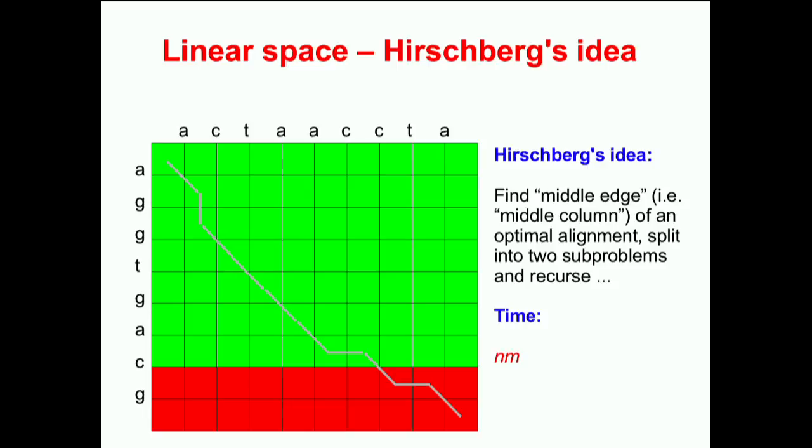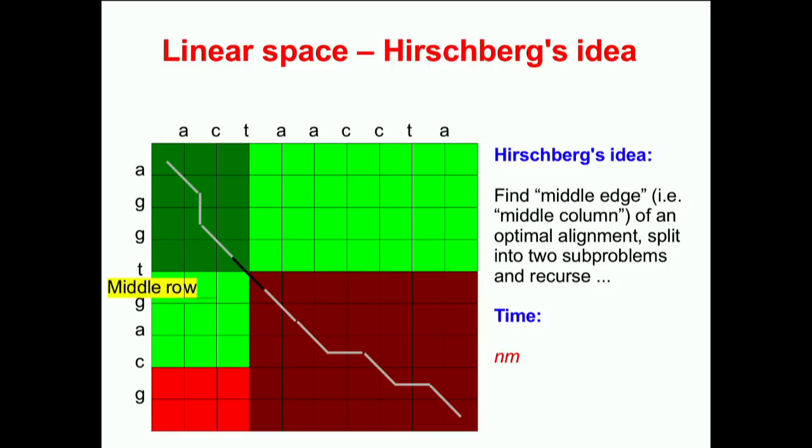Instead, this is a really old idea by Hirschberg. You basically find the middle edge. Suppose you know the optimal alignment, and I'm not going to tell you how to find it. Suppose you know the optimal alignment. Now all you need to do is to cut it in the middle, right? So in this case, this creates two sub-problems where I only need to compute the top left and the bottom right sections. And I can recursively keep doing this. This is a cool idea.